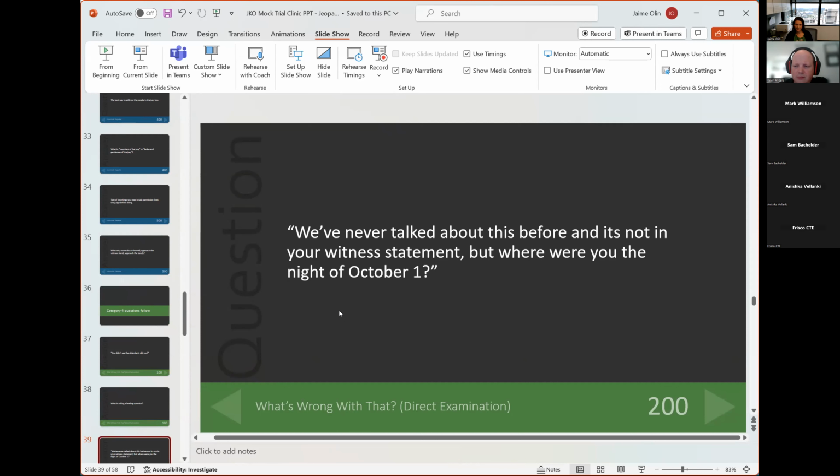So the fact that they've not talked about it before and it's not in your witness statement means that it could be speculation or it could be something else, but that's along the lines of objections. As far as the actual question, it's a very complicated question. There's a lot of words.